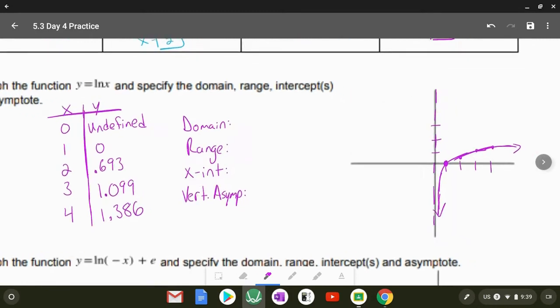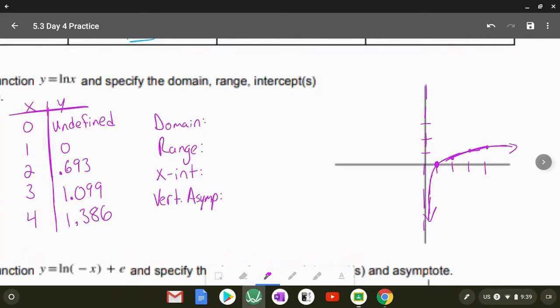So if you notice, it looks very similar to the log graph. It's just a little bit flatter, a little bit more turned. It has a sharper turn. But we're going to treat it the same way. When we graph these, we're going to use this natural log of x as our base function, and then we can apply transformations to graph any other natural log graph, just like we did yesterday with log graphs.